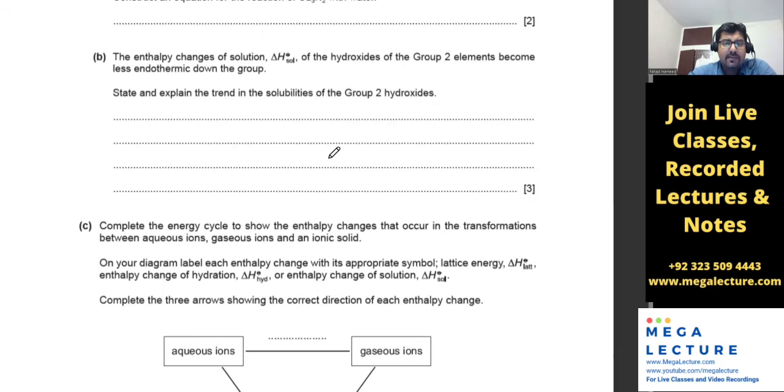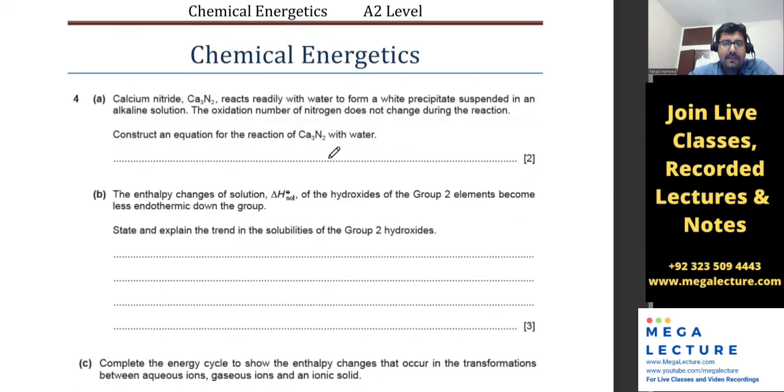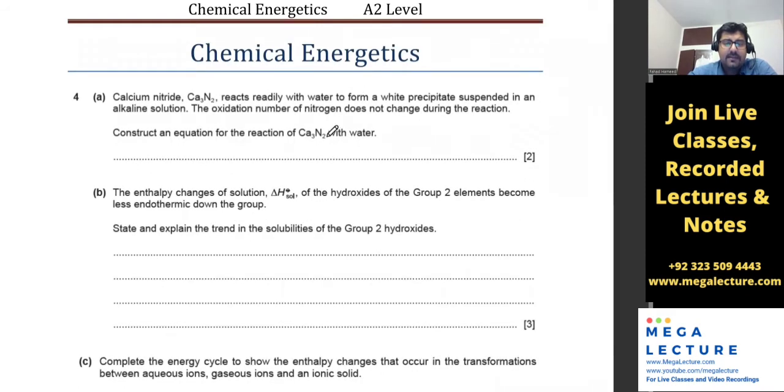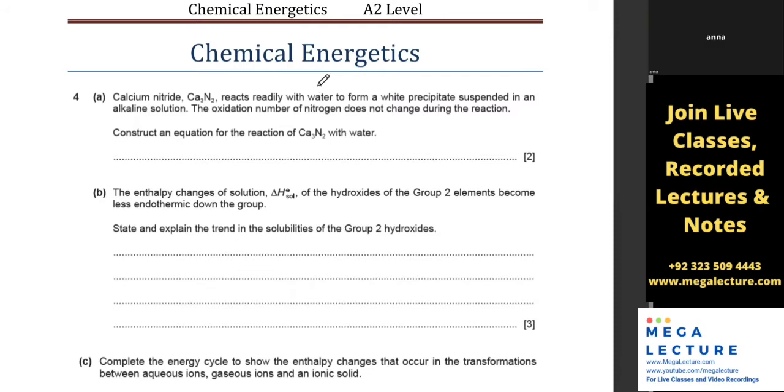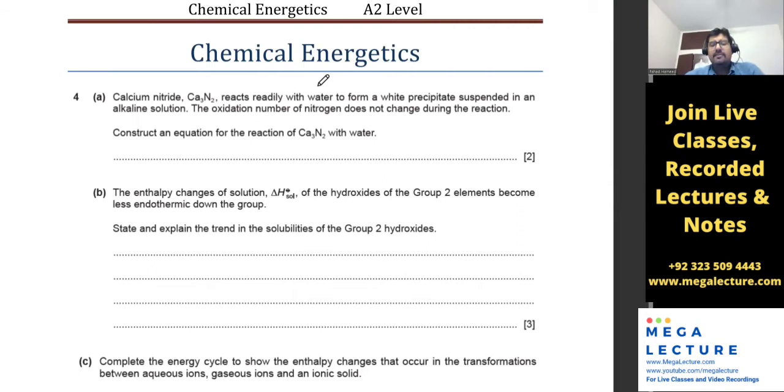So we'll try and do this question. Ca3N2 with water, so construct an equation. This pretty much ends the topic. We're done with the topics. We'll just do a couple of questions. Tomorrow we'll start with a new topic. We're done with entropy, we're done with the Born-Haber cycle, and we're done with this hydration cycle.